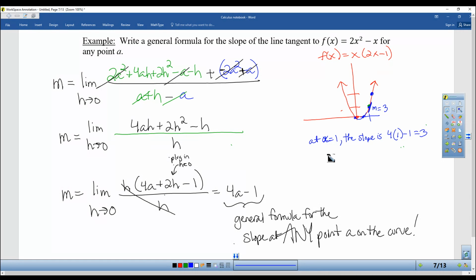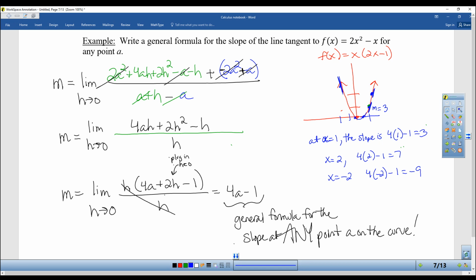Now I would expect that as you got bigger, x or a equals 2, right? The slope should get steeper and steeper, and it does. 4 times 2 minus 1 is 7. So the slope gets steep pretty quick. Where would you expect the slope to be negative? At x equals negative 2, right? At negative 2, I expect it to be some really steep negative slope. This is the formula. Negative 2 times 4 is negative 8, minus 1, negative 9.